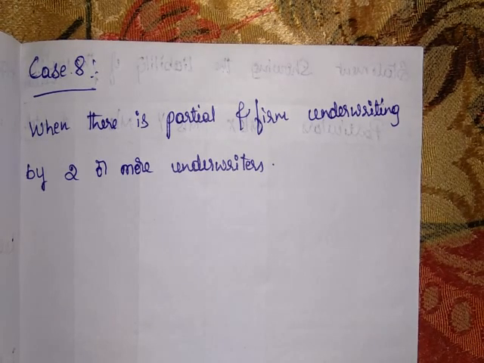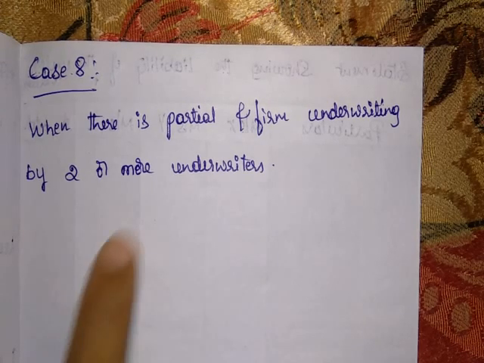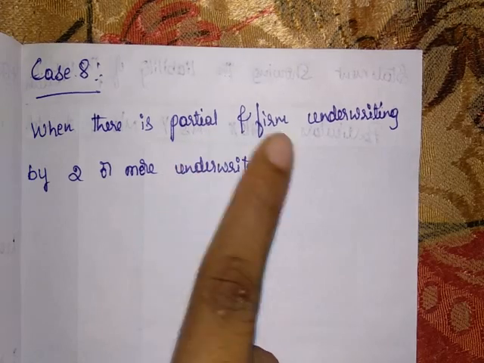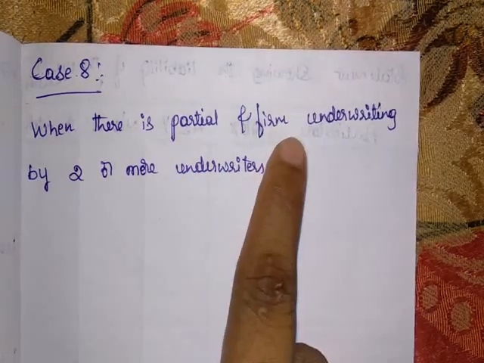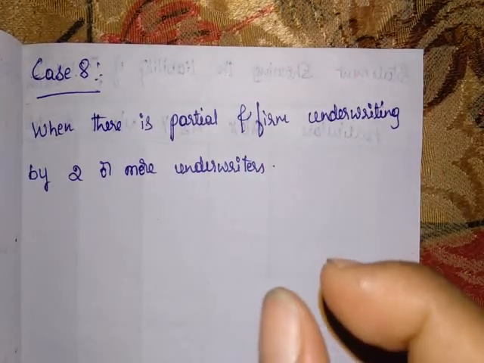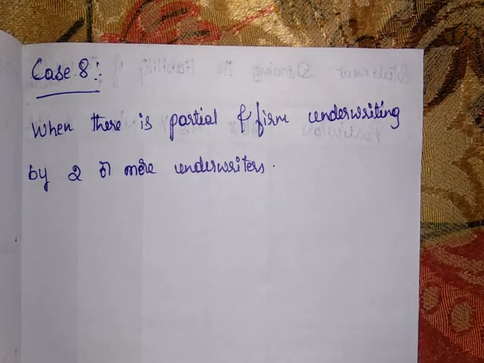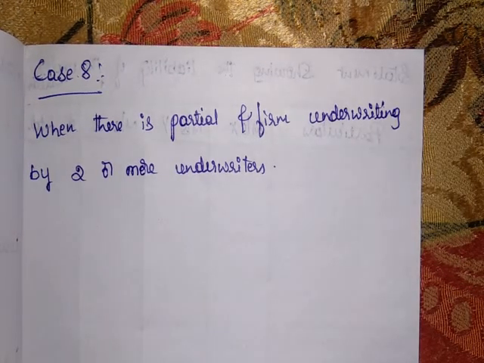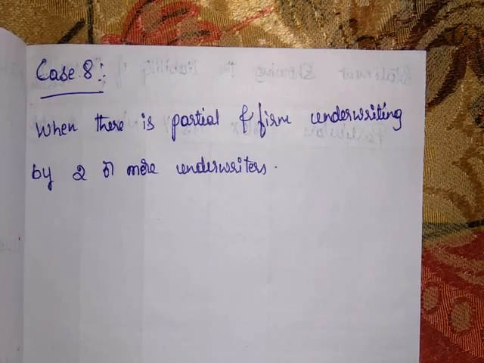Case 8, when there is partial and firm underwriting by 2 or more underwriters. So part of the issue is underwritten, and if there is firm underwriting, that is to take up a definite or specified number of shares, by 2 or more underwriters. We'll see how the underwriters' liability is calculated.